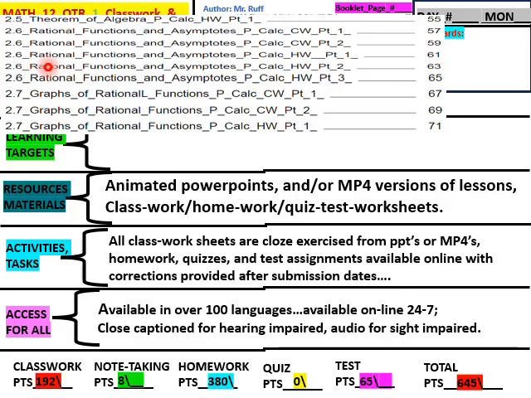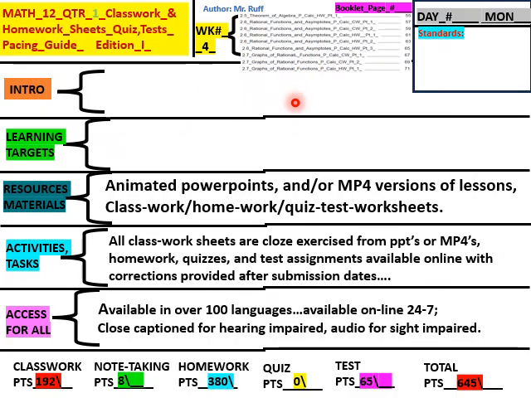And then 2.6 rational functions and asymptotes. Homework part 1, part 2, part 3. And then we go into 2.7, graphs of rational functions, classwork part 1, part 2, and then we go 2.7, graphs of rational functions. Pre-calculus homework part 1. So this will be covered this week, week 4.